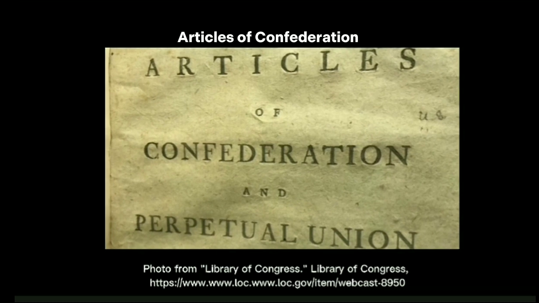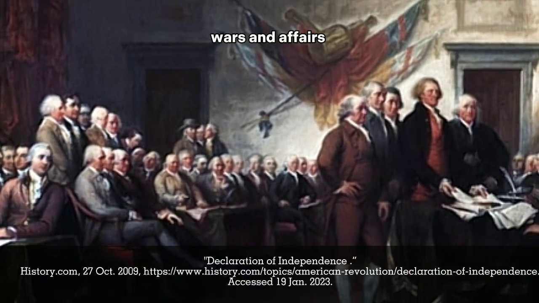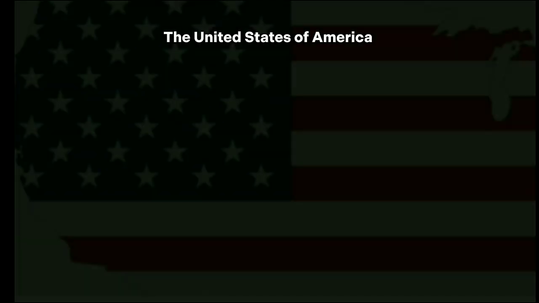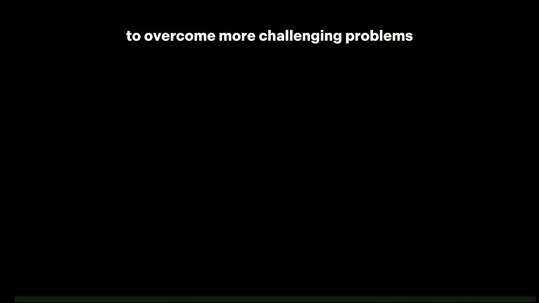Before that, the only thing America had were the Articles of Confederation, which weren't very helpful when America finally got its independence from Great Britain and had to conduct wars and affairs. The United States of America needed a stronger government to overcome more challenging problems.